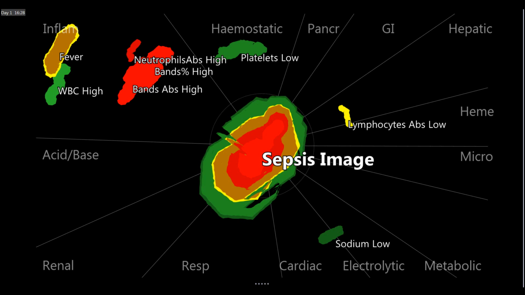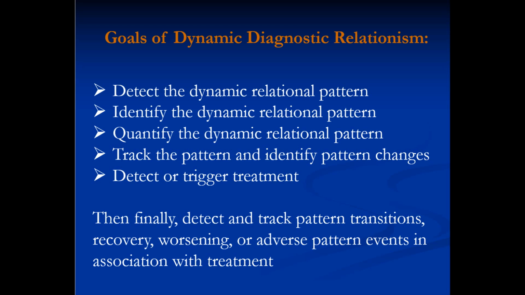They're simply assuming that the physician has taken the steps to evaluate the laboratory values to assure that everything is okay. In summary, the goals of dynamic diagnostic relationalism are to detect the dynamic relational patterns, to identify the dynamic relational patterns, and to quantify the dynamic relational patterns, and then to track the patterns and identify pattern changes, and detect or trigger treatment. And then finally, to detect and track pattern transitions, recovery, worsening, or adverse pattern events in association with treatment.